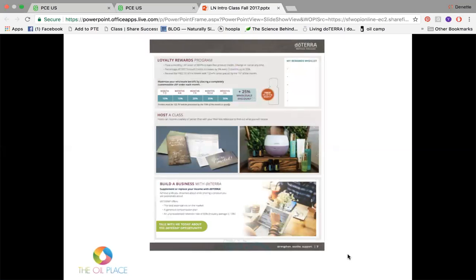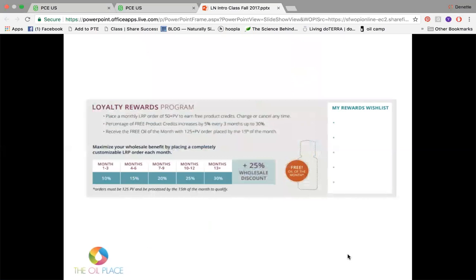So there are some additional perks that you are going to get with your wholesale doTERRA account. The first one is the Loyalty Rewards Program. When you place a monthly LRP, your Loyalty Rewards Program order of 50 PV or higher, you're going to earn free product credits. And after 3 months of running a 50 PV order, you're going to be able to jump up in percentage.